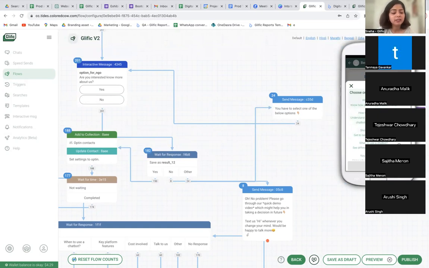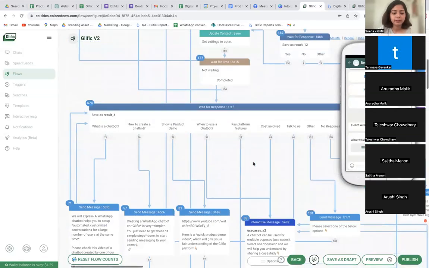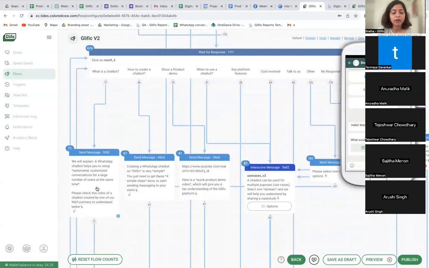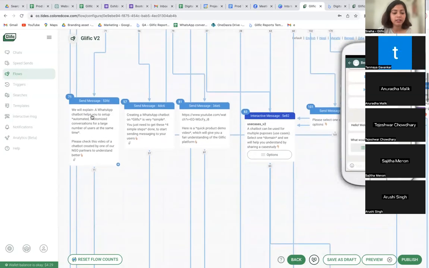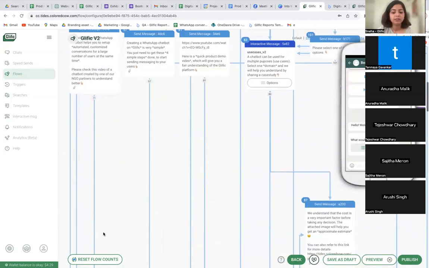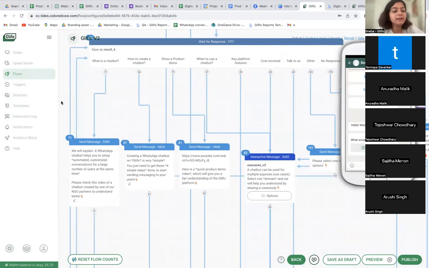So this is the demo flow of Glific's chatbot. You can find this on our website also. You can use this demo flow to understand how a chatbot works. Okay. This is exactly that: What is a chatbot? How to create one? And then we have content. If a user selects "What's a chatbot," then they will be taken in that particular direction. So that's how you will build your conversations.